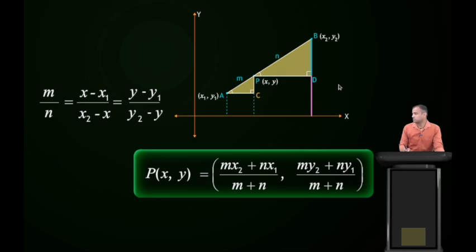Okay, so these are the points and this is called the section formula. You have to remember this section formula. To find the value of X and Y you put this formula: (mx2 plus nx1) upon (m plus n), (my2 plus ny1) upon (m plus n).